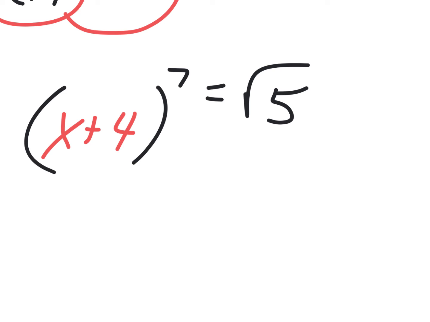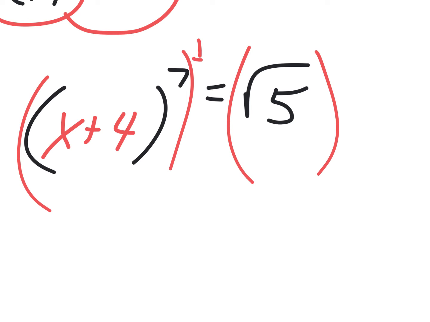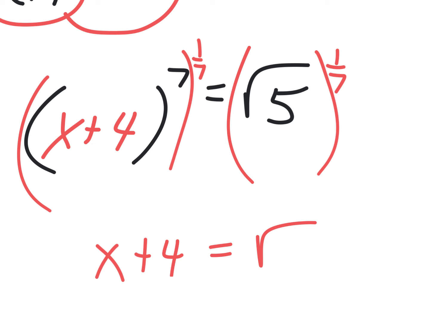How would you get that to the power of 7 off of there? Put it to the 1/7 power. And then you'd have x plus 4 equals square root of 5 to the 1/7 power. Yep. Square root of 5 to the 1/7 power. If you wanted to simplify that, I could. I could say that's 5 to the 1/2 power to the 1/7 power. Okay, but let's not hurt people's brains too much.